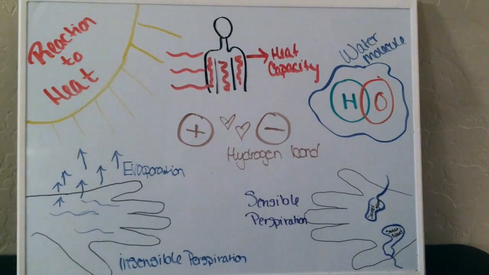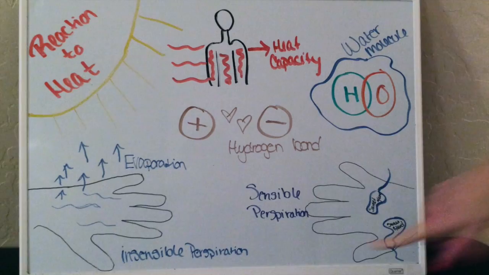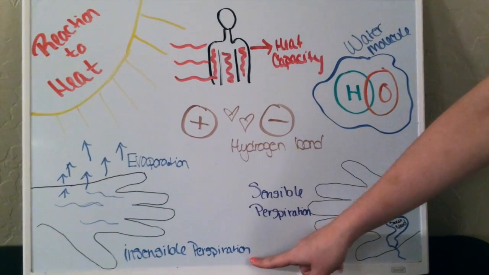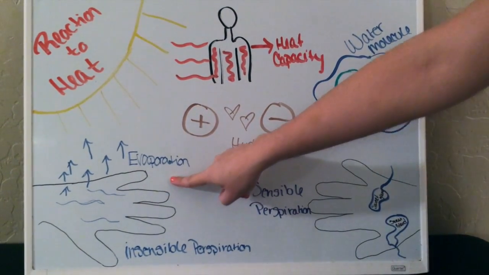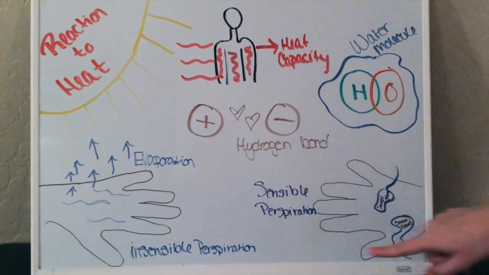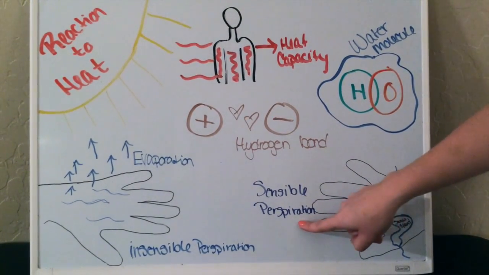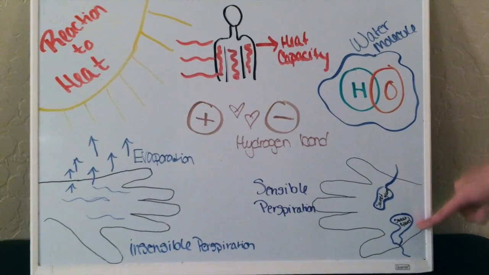One of the ways in which the body gets rid of heat is known as insensible perspiration, where interstitial fluid is lost by evaporation. Another one is known as sensible perspiration, where water is excreted by sweat glands.